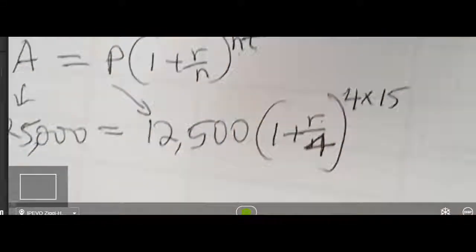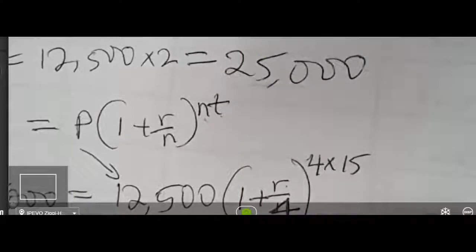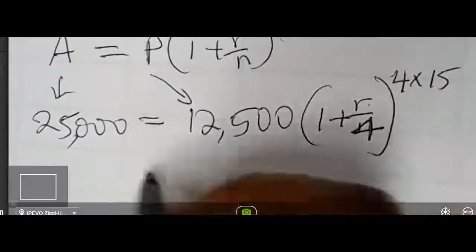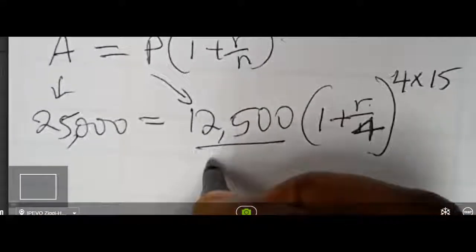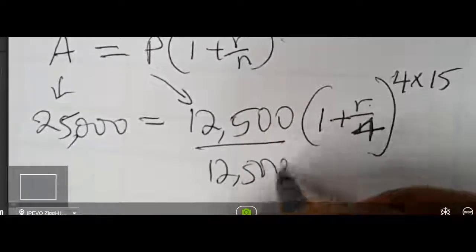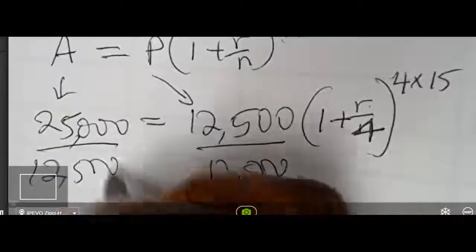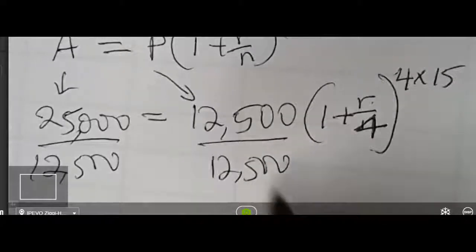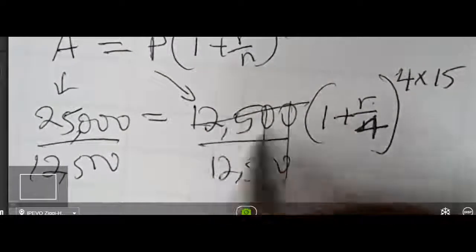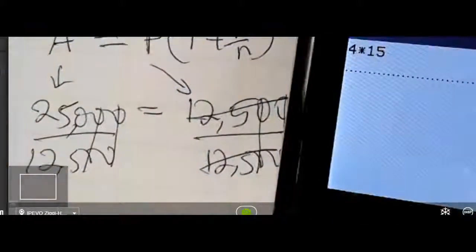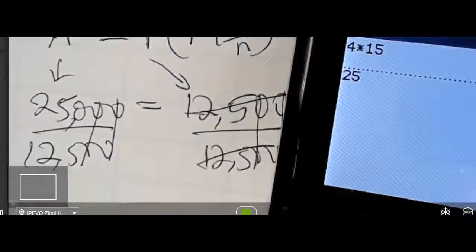So that's 60. Okay, so that becomes... we can go ahead and divide this by 12,500 also. Okay, 0 can cross out, this can cross out, and this can cross out. So we have 250 divided by 2125.